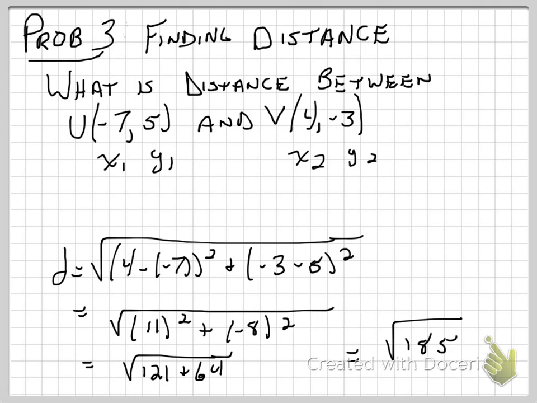Now you can punch that in a calculator and get whatever that is equivalent to, or just leave it as the square root of 185, or reduce the radical, depending on what they're asking for. But that's how you find the distance between two points.